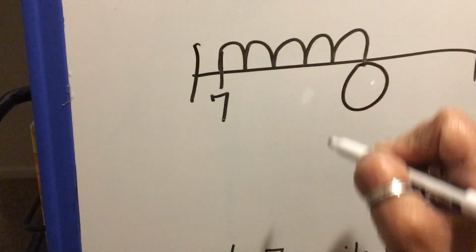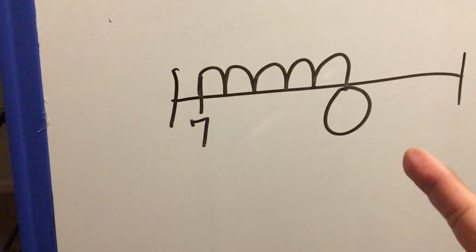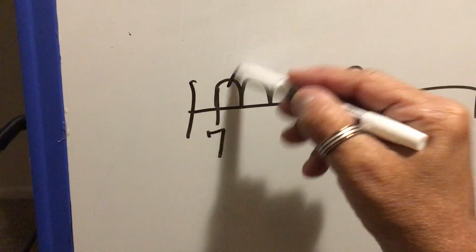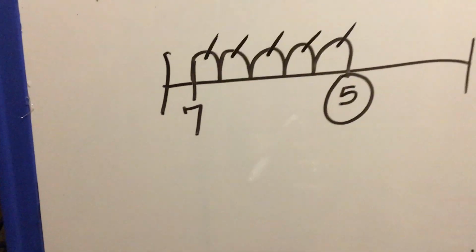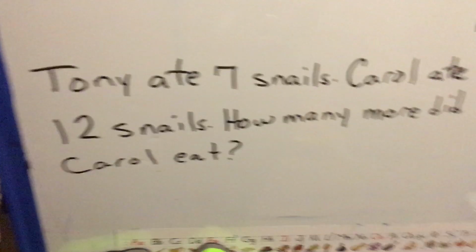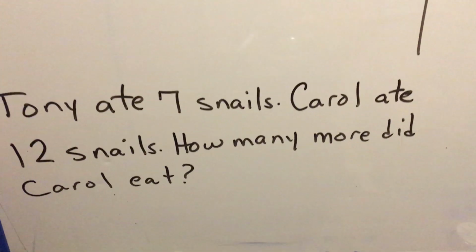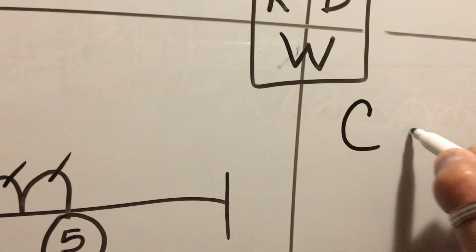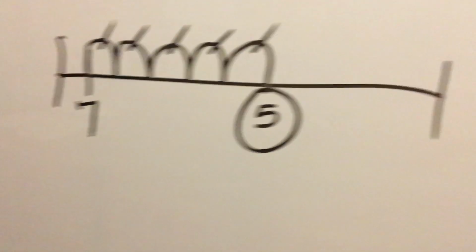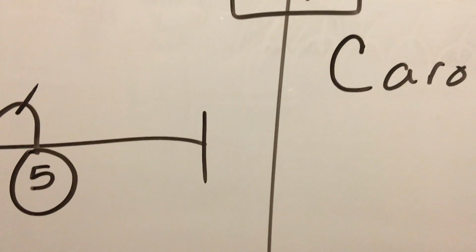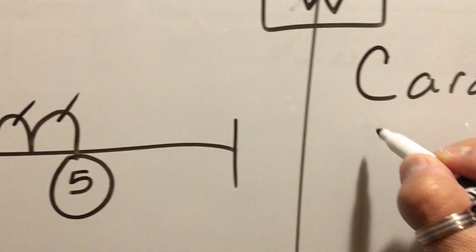Big old circle for my answer. So I know I stopped at 12. I just need to count my jumps. 1, 2, 3, 4, 5. So it took me 5 jumps. That's my answer to the question, how many more did Carol eat? Now is where I write it. Carol ate 5 more than Tony.